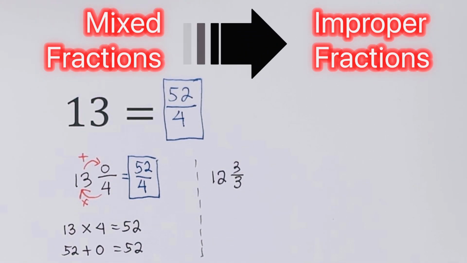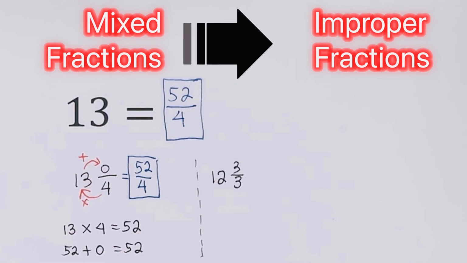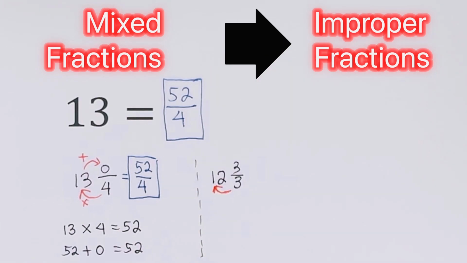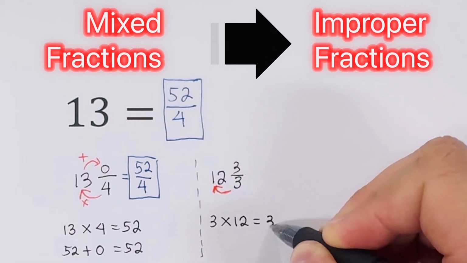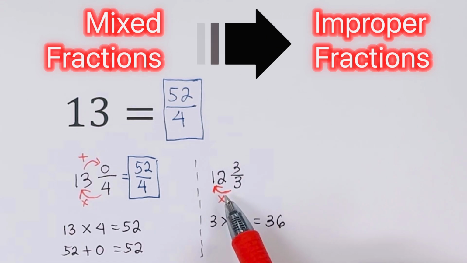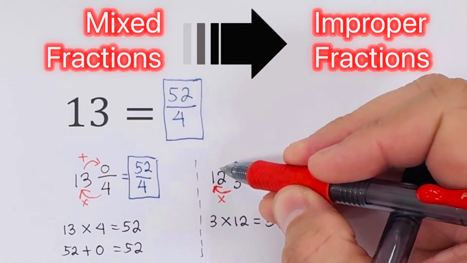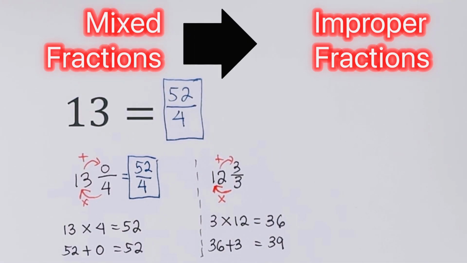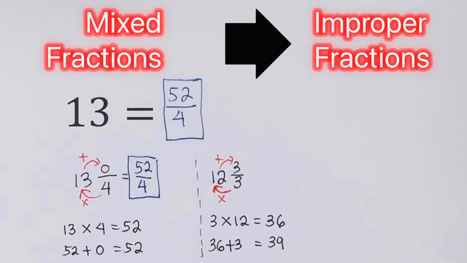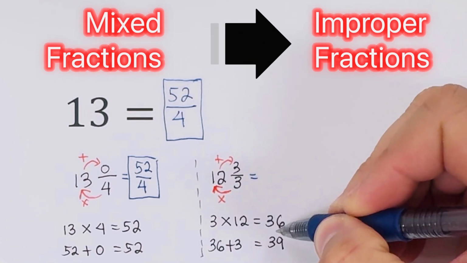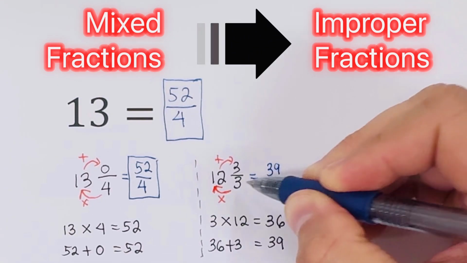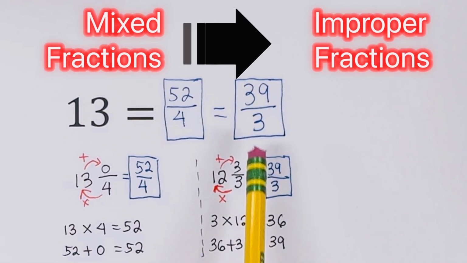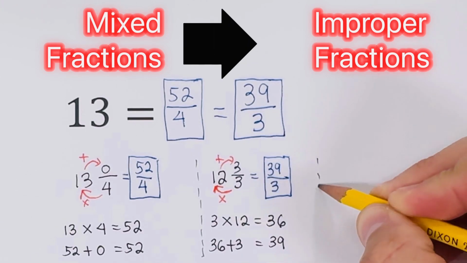So we go ahead and determine the improper fraction for this given mixed fraction right here. So we have 3 times 12 is 36. Whatever the answer is, I am going to add the numerator. So that's plus 3. So then we can go ahead and express this given mixed number right here as 39 over 3. Let's take one more improper fraction that would represent 13.